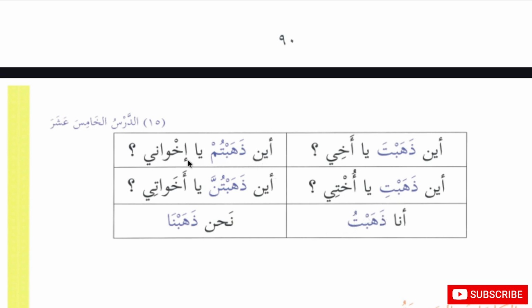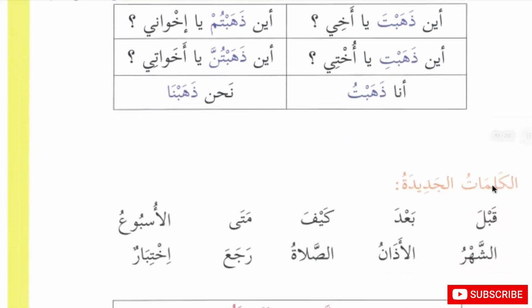Aina the habtum ya ikhwani. The habtum, you went, plural. Where did you go, all you guys, oh, my brothers. Aina the habtunna ya akhawati. Where did all you females go, O my sisters? Nahnu dhahabna. We went. Or dhahabna, we went. This is the verb conjugation. And also these two can be used with male or female. So a male or a female could say dhahabtu or dhahabna and it would make sense.